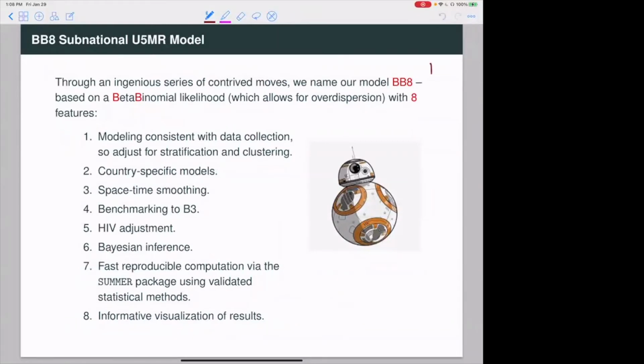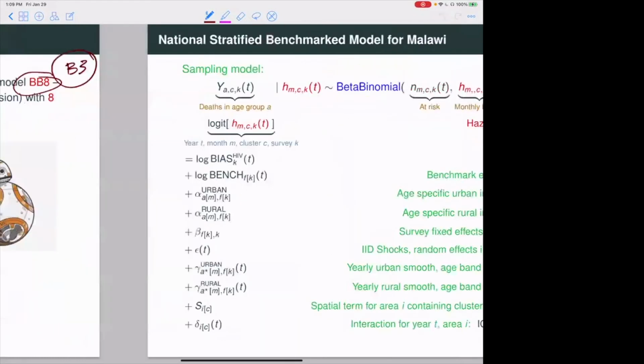the UN's model was called B3. So we needed a name. I was at Imperial for 9 years. As Dave once famously said, it taught me how to market myself. They're good at that. So BB8, you've got to have a name. Doesn't that sound so much better than B3? BB8 is a completely contrived name because we use a beta binomial distribution. And we do account for all these things, but if Star Wars had called it BB7 or BB12, we could have done that as well. So all these things we do, we benchmark, we do HIV adjustments, use Bayesian inference, we've got reproducibility. So anyway, BB8, that's the future.